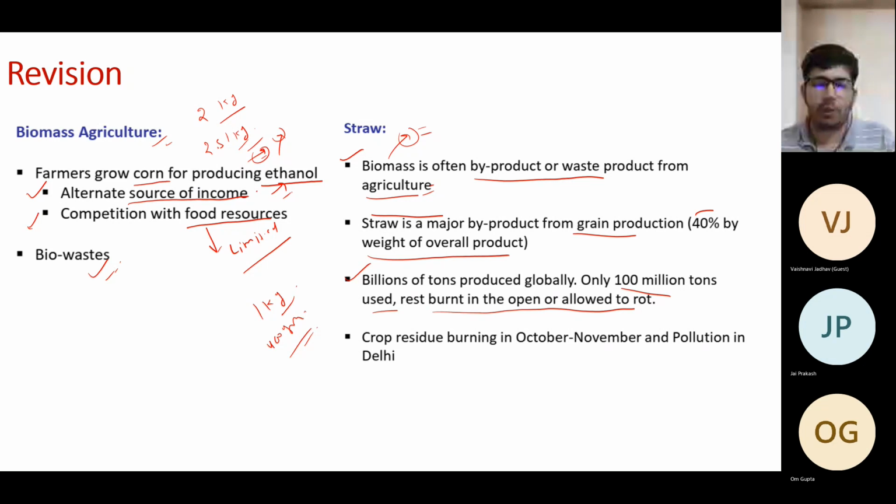That is again a huge issue for global warming and climate change. And the rest is allowed to rot. So basically, we are not using the potential of that straw. Okay.